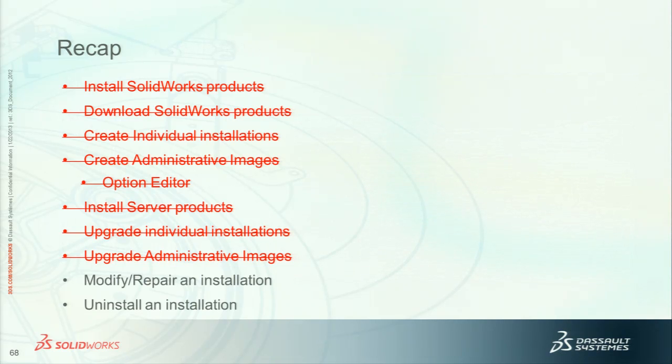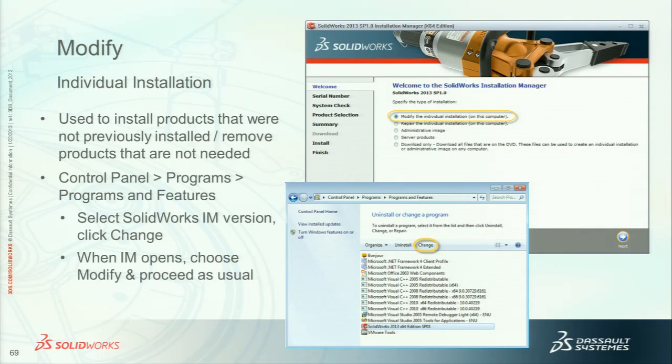So a couple more things. Modify install. This is for individual installations only. If you deploy an admin image, users who have been installed from an admin image can't modify it. They can't go into programs and features and click modify and say, I want routing or I want this or that. They can only uninstall from programs and features.